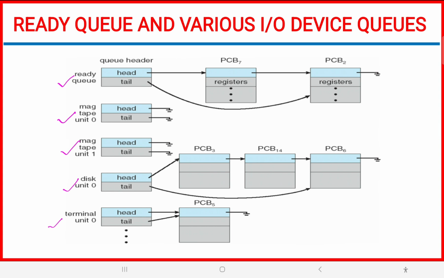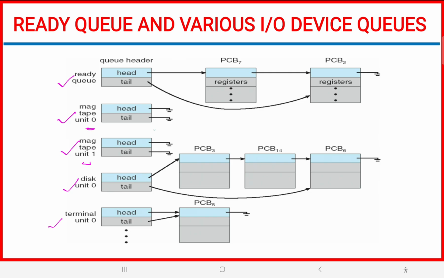In fact, if you see over here, there are two queues representing magnetic tapes, that is unit 0 and unit 1 for magnetic tape. So this means that we are having two instances of the same device, in this case magnetic tape. These multiple instances of the same device can be allocated to two processes simultaneously.